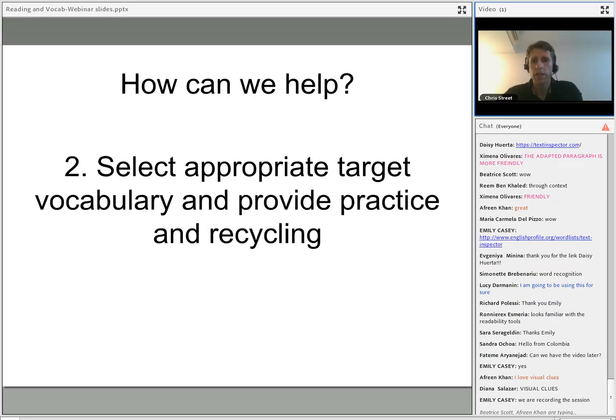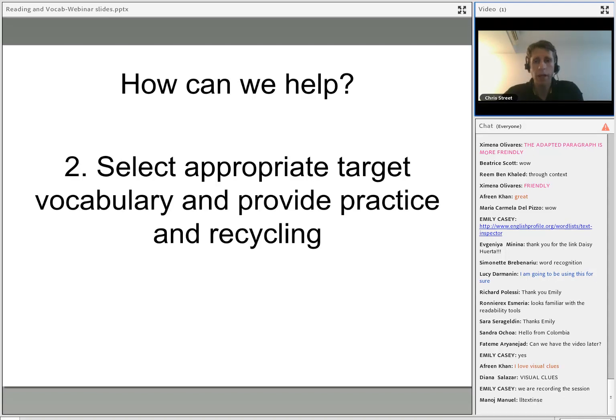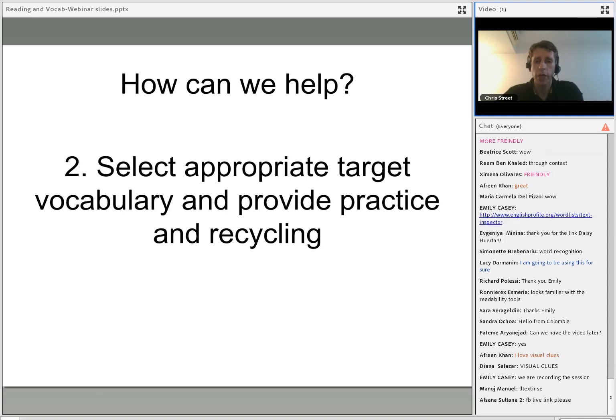Okay, so that's the first step. So the first step is to encourage reading and provide text which forms comprehensible input. And the next thing we need to do is to help students choose exactly which words they should be studying, and then provide them with the opportunities to practice and recycle those words.